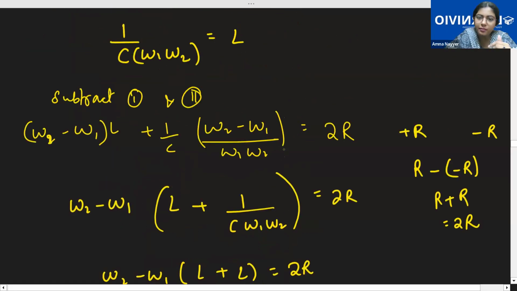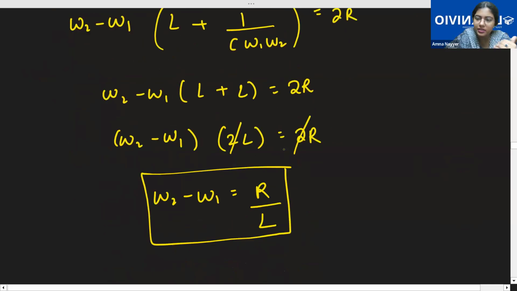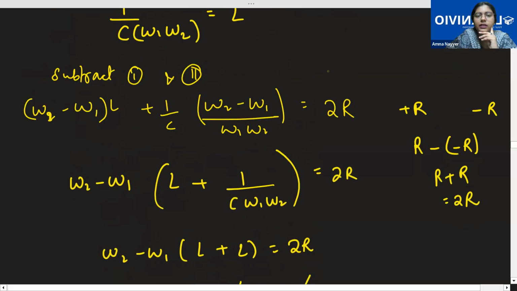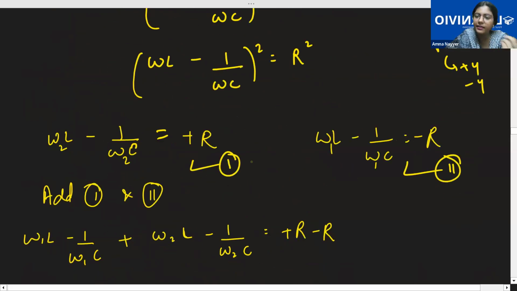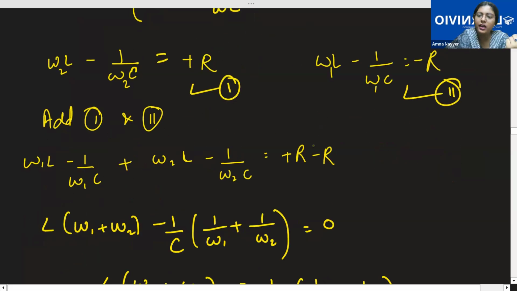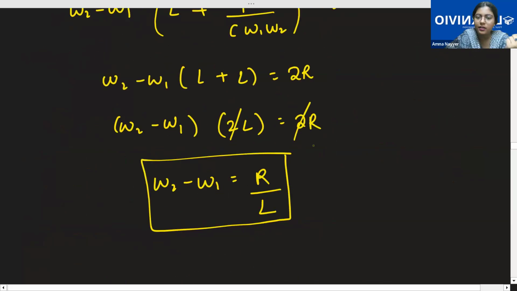First, tell me, is the subtraction part simplification clear? Whatever steps I have done? Others also? Only Ali? Ma'am, which equations did we use for subtraction? These same equations. These two. We added them first. We got the value of 1 by C omega 1 omega 2 as L. And now we've subtracted them to get omega 2 minus omega 1.